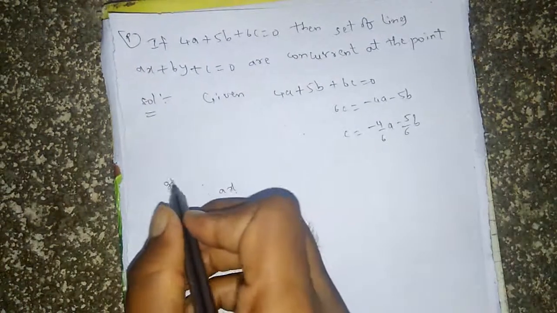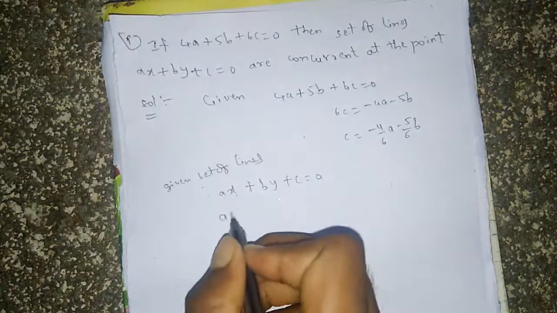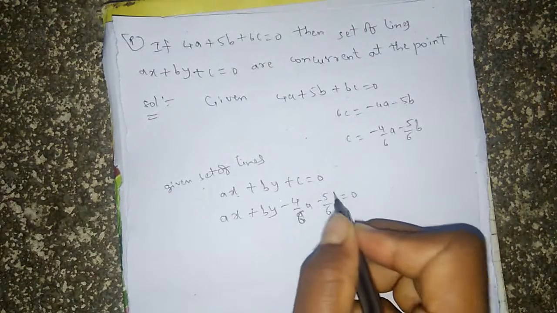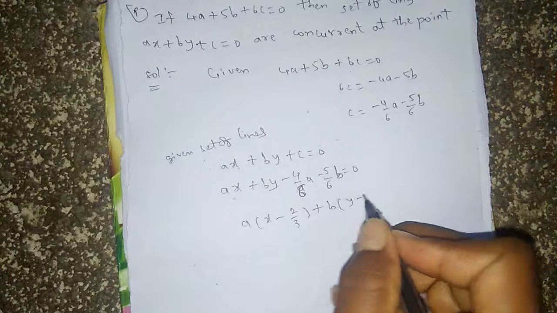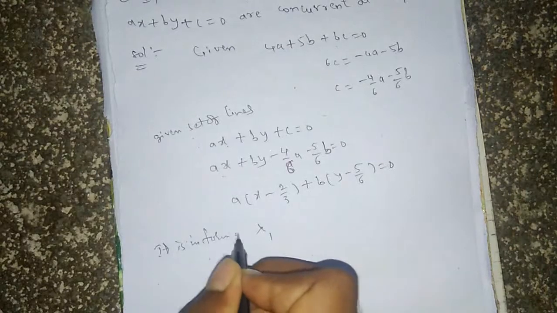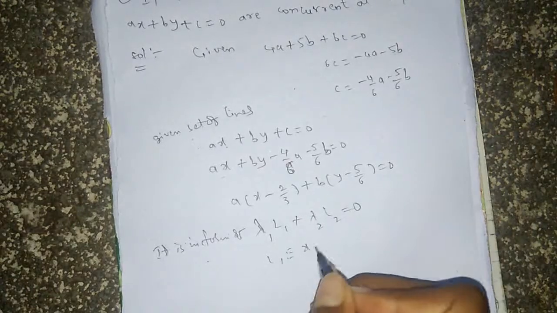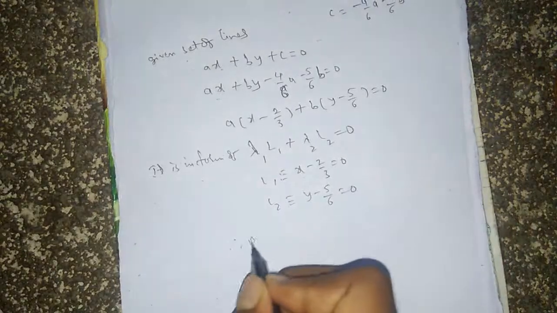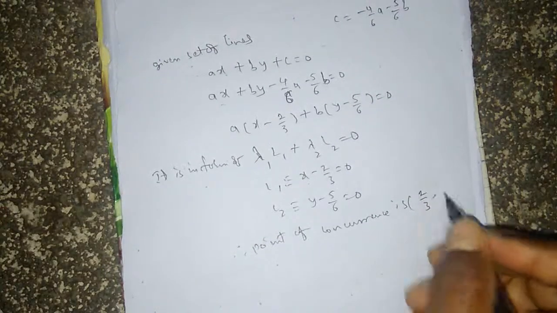Now the given set of lines ax + by + c = 0. Substitute the c value: ax + by - 4/6 a - 5/6 b. Take a common: a(x - 2/3), and take b common: b(y - 5/6) = 0. This is in the form of lambda1 L1 + lambda2 L2 = 0. L1 is x - 2/3 = 0, L2 is y - 5/6 = 0. Therefore, the point of concurrence is (2/3, 5/6).